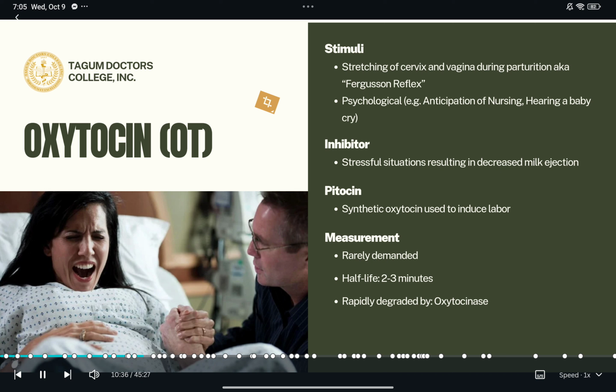So usually, if a mother is having trouble or is in labor for a longer than normal time for the baby to come down, then labor can be induced using synthetic oxytocin, in this case, pitocin. This is usually introduced to the mother via an intravenous line. Okay. The measurement of oxytocin is rarely demanded due to its half-life of 2 to 3 minutes, which means it is rapidly degraded by oxytocinase. That's why it's rarely requested.